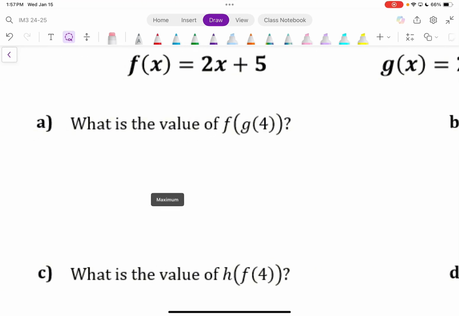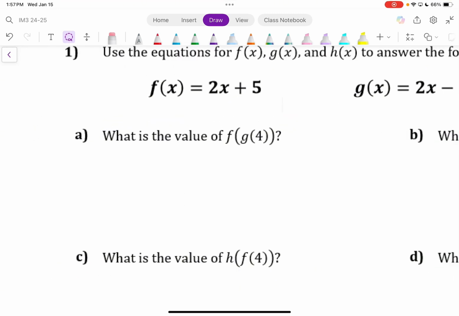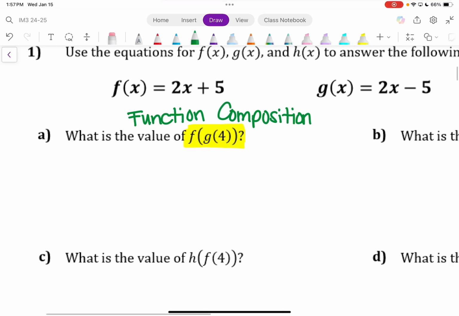And the first thing I would like for you guys to do is write the following words on top of the statement f of g of 4. You're going to write the words function composition, just how I have it up here, okay? Once again, you're going to write function composition right on top of the statement f of g of 4.